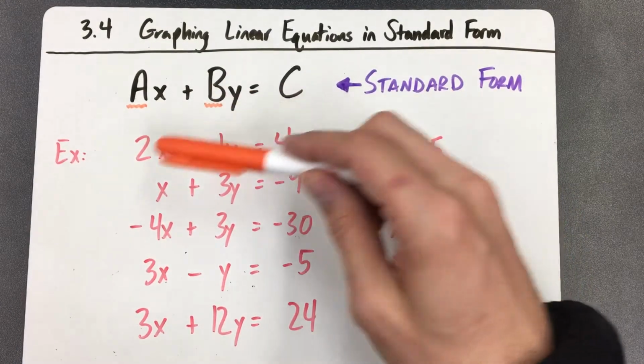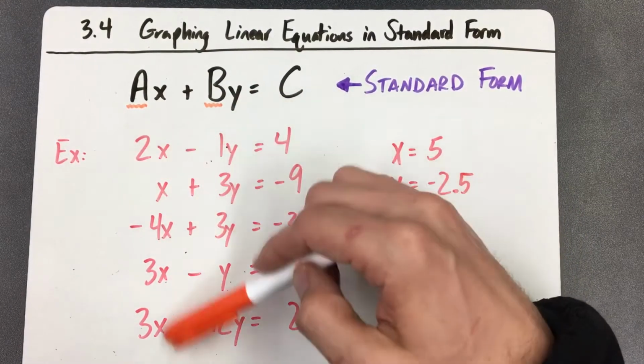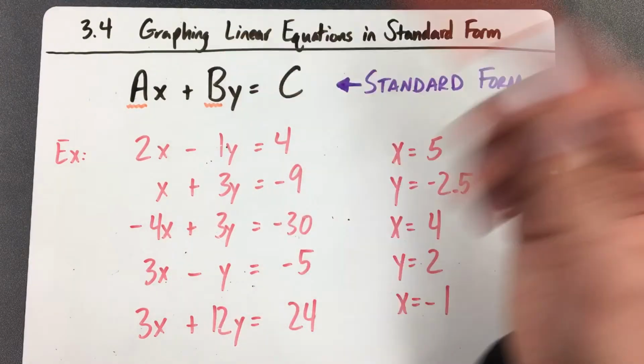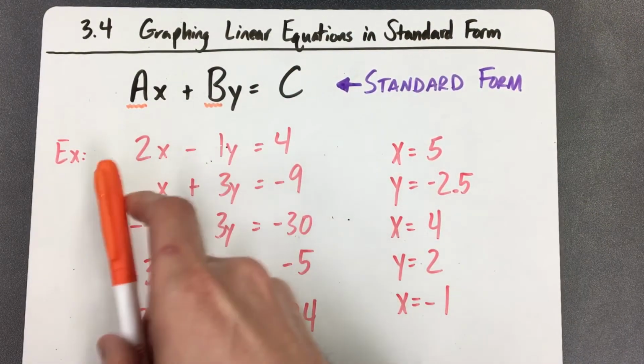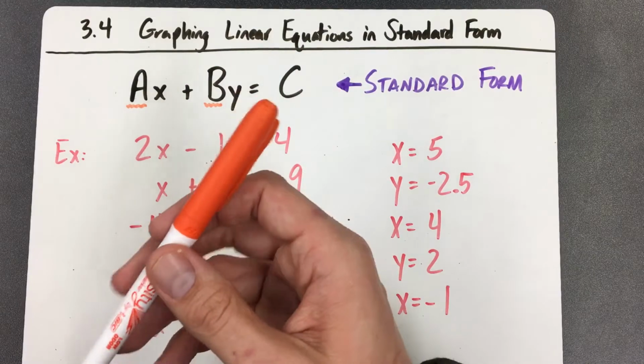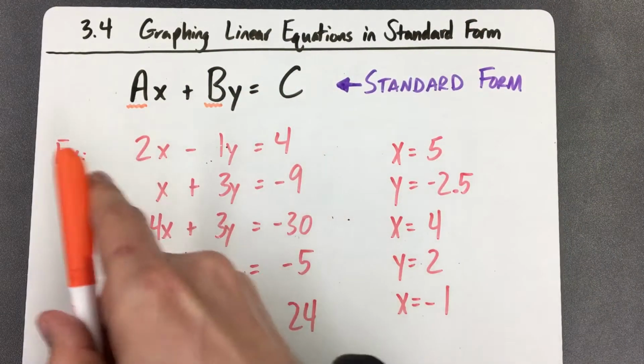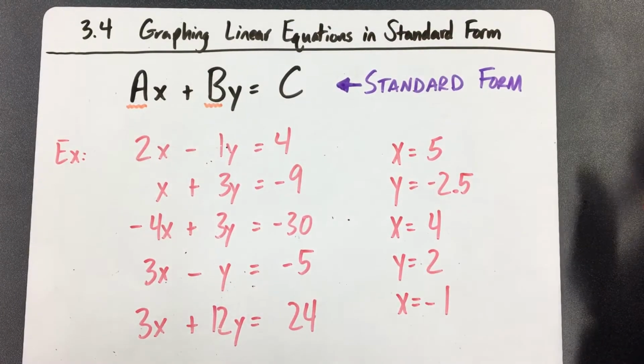I would say most of the time there are no decimals and no fractions for the coefficients, right? 2, 1, there's a 1, 3, 3, negative 4, 12. Doesn't matter. Usually not going to have decimals and fractions. You can. It's not the biggest crime in the world. But most of the time it doesn't have decimals or fractions. The x and the y are on the same side of the equal sign.